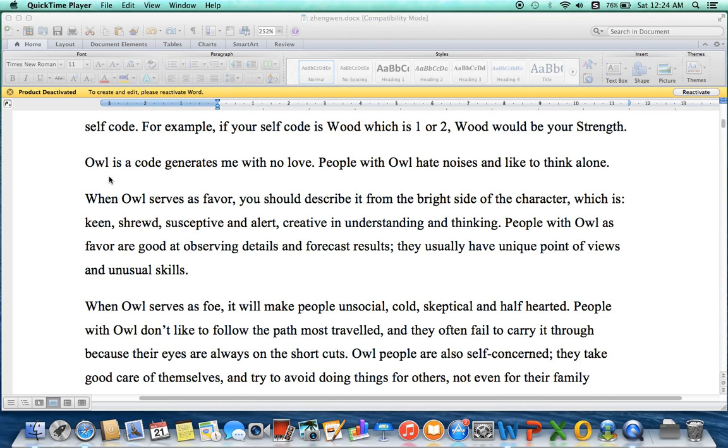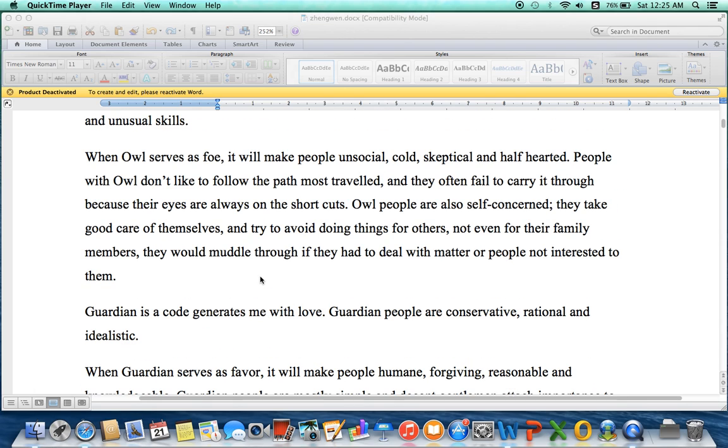And now is owl. Owl is another code that generates me with the same sex, with no love. Owl will make people hate noise, like to think alone. When it serves as favor, the good thing about it is keen, shrewd, alert, very creative in understanding and thinking. People with owl as a favor are good at observing details and forecasting results, and usually have a unique point of view or unusual skills.